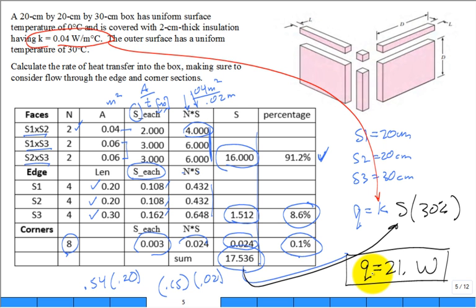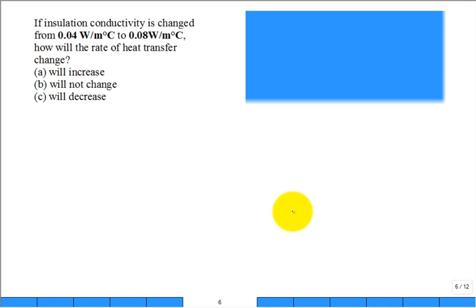All right. You ready for a clicker question? If the insulation thermal conductivity is changed from a value of 0.04 watts per meter degree C to a new value of 0.08 watts per meter degree C, how will the rate of heat transfer change? Will it increase? Will it not change, stay the same? Or will it decrease?